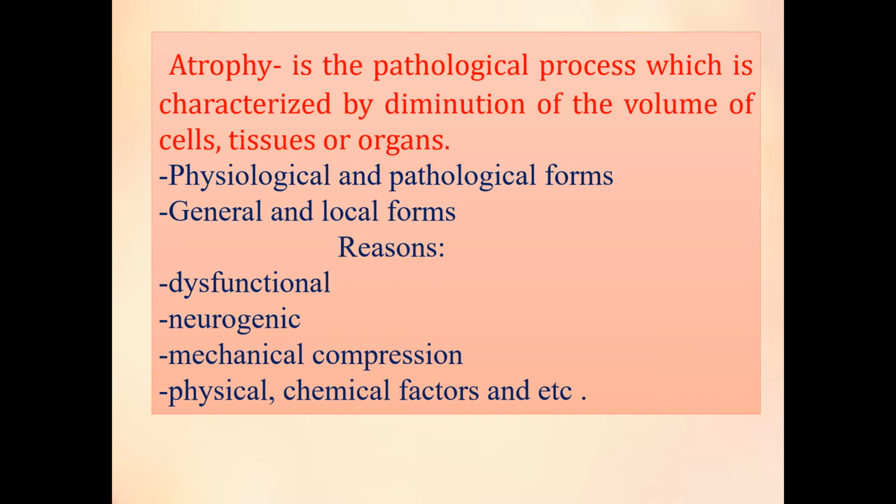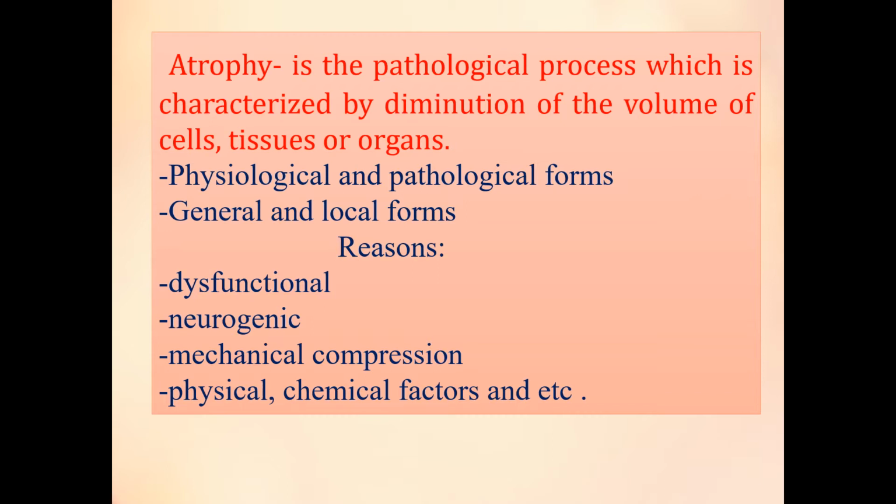Pathological atrophy can be general and local. During starvation, alimentary dystrophy, cachexia, general atrophy of all body is observed. For example, in pituitary dysfunction, Simmonds disease, cerebral cachexia, and tuberculosis lead to the general pathological atrophy. There are several types of local pathological atrophy.